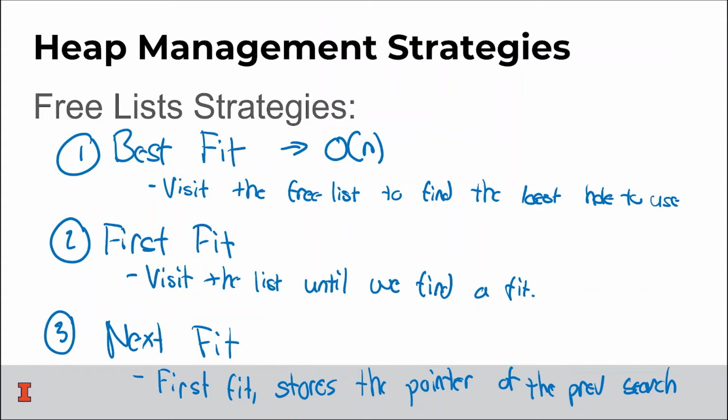Same idea as first fit: the first one that satisfies the allocation request, we're just going to take it, so it's very performant. But instead of always starting at the beginning of the list, we save an extra pointer of where we should start our search from. And obviously, if we reach the end of the list, we just loop back around to the beginning of the list.